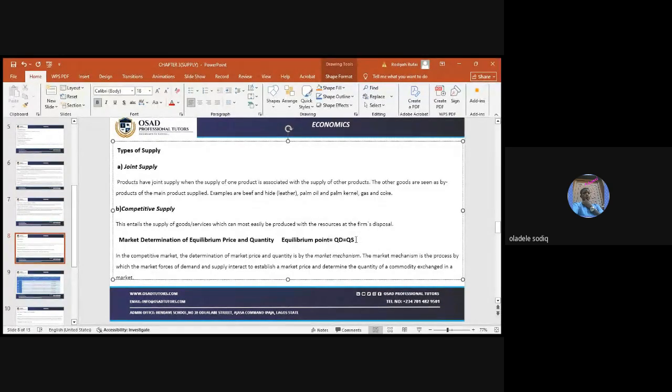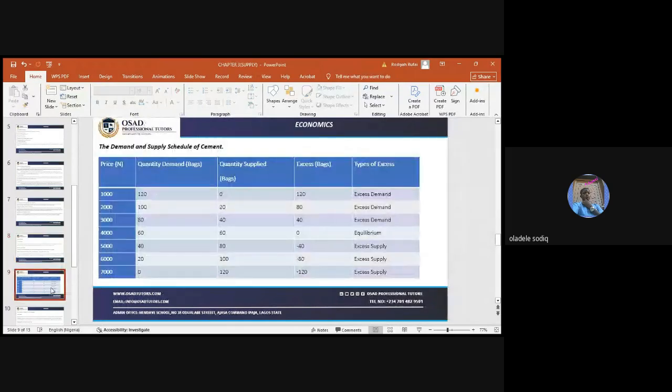I'm saying this because of the next slide. Now let's move on to the next slide. Demand and supply schedule of cement. Now these are the prices. We have the prices here. We have the quantity demanded. Don't forget this is cement, that is bags. Quantity demanded. Look at the quantity supplied here on this column. Now, what is the price that you can see here?